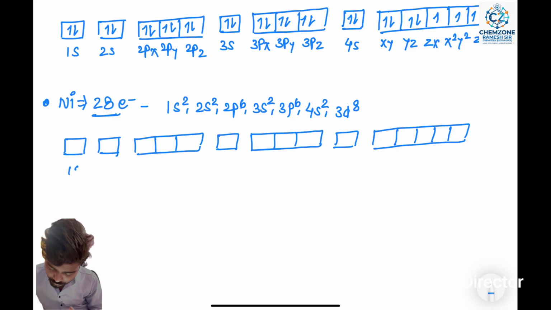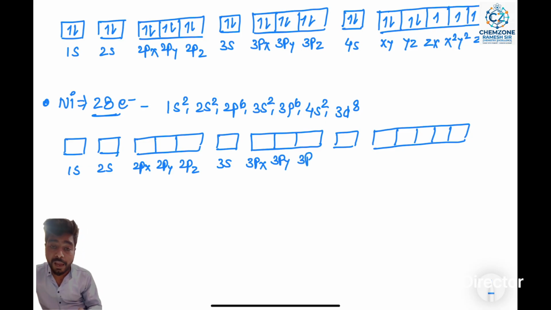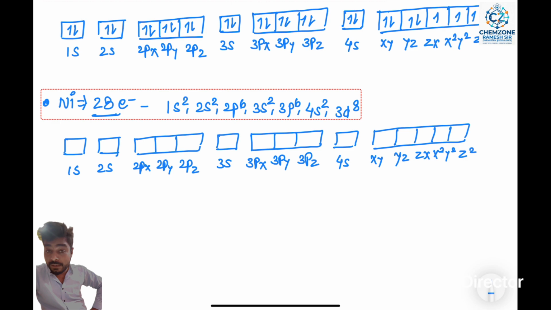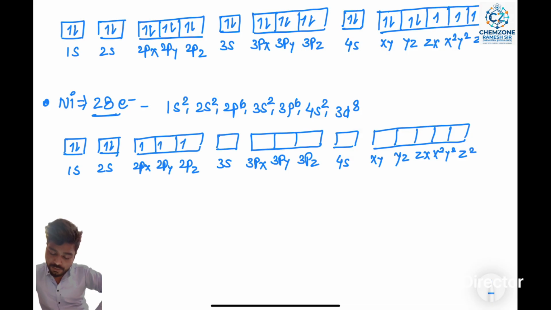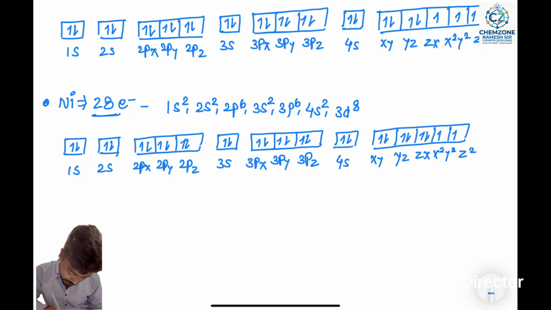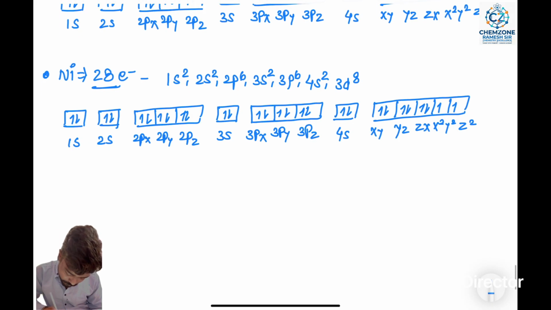3d. Okay, let us write the names in it: 1s2, 2s2, 2px, 2py, 2pz and 3s, 3px, 3py, 3pz, 4s, xy, yz, zx, x square, y square, z square. Okay, this becomes your electronic configuration. So for nickel we will count 1, 2, 3, 4, 5, 6, 7, 8, 9, 10, 11, 12, 13, 14, 15, 16, 17, 18, 19, 20, 21, 22, 23, 24, 25, 26, 27, 28. Okay, so that is the electronic configuration of your nickel.